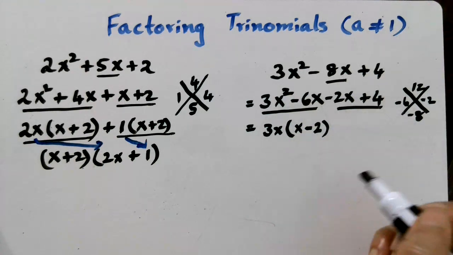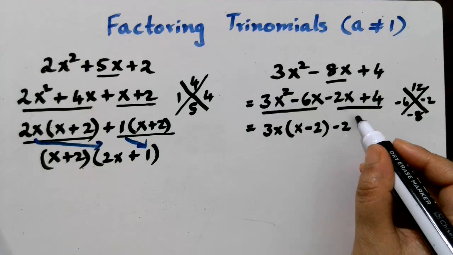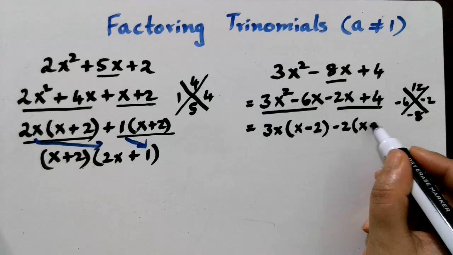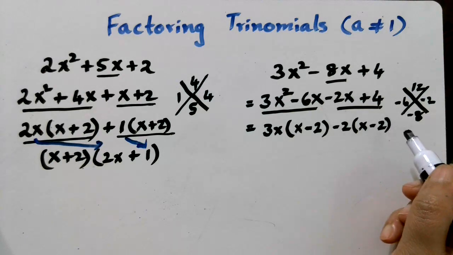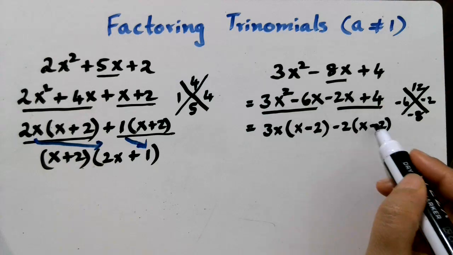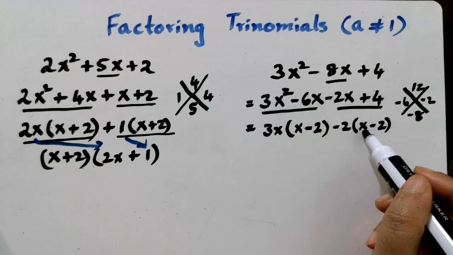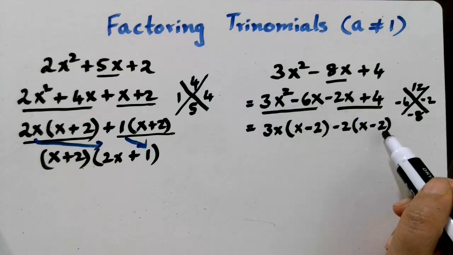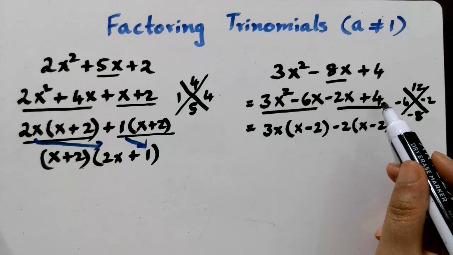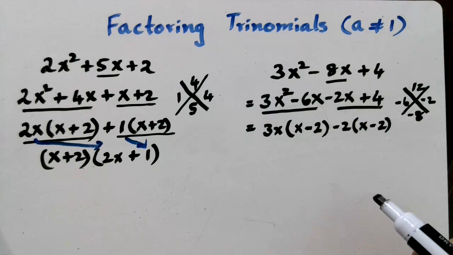Now in these two terms, we can take negative 2 as the greatest common factor, and you'll be left with x minus 2. Now if we take negative 2 as the common factor, the sign changes here, because if we go ahead and distribute, negative 2 times x gives us a negative 2x, negative 2 times a negative 2 gives us a positive 4. Okay, so you have to make sure if you distribute, you should get the same terms that you have here.